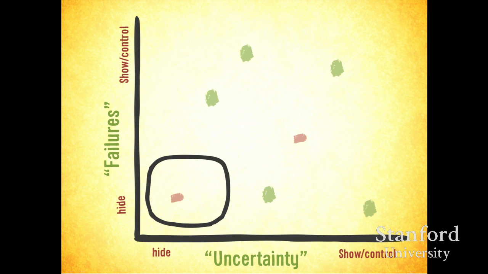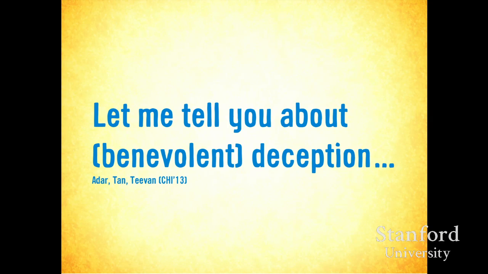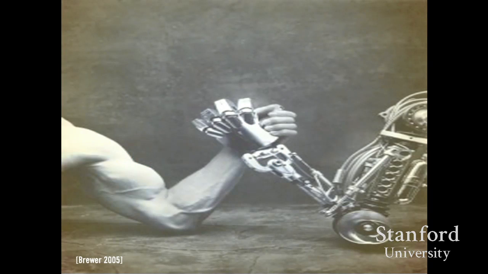Let me start with this corner over here, which is hiding a lot. This is one of the areas that I'm actually interested in researching, and I've done a bunch of work in this, specifically around benevolent deception. We published a paper about this in 2013, and if you want to see lots and lots of great examples, I would refer you to this paper. I'm going to pick out a few of what I call benevolent deceptions and how you might implement them in the context of AI. So what do I mean by benevolent deceptions?